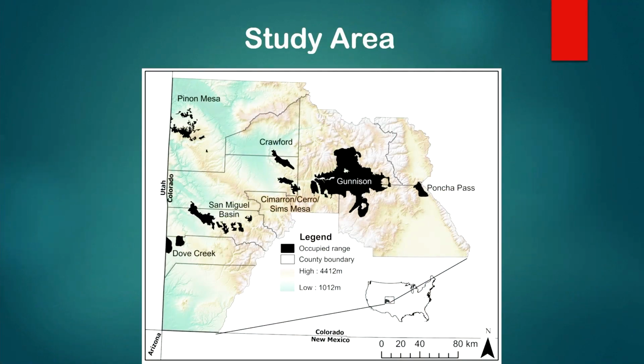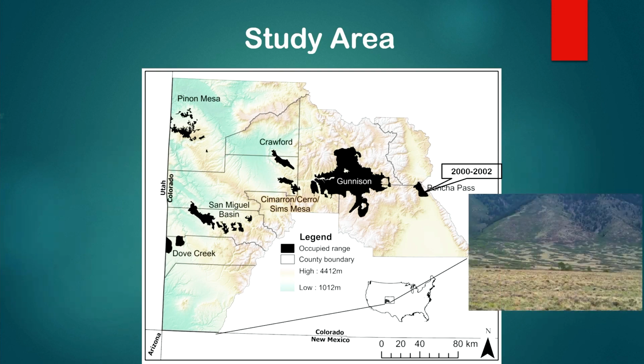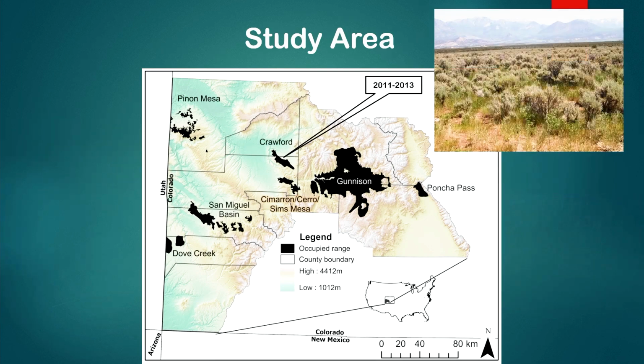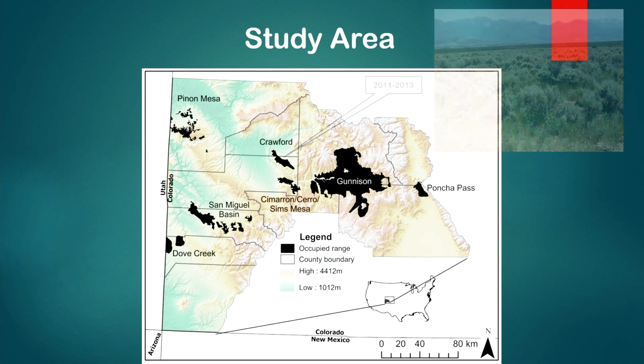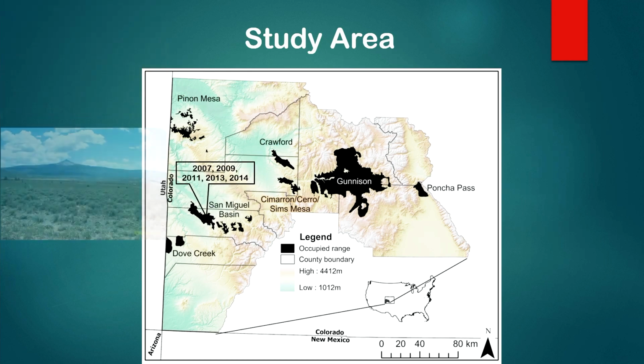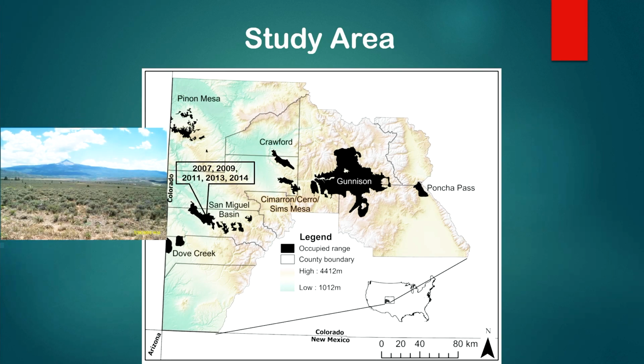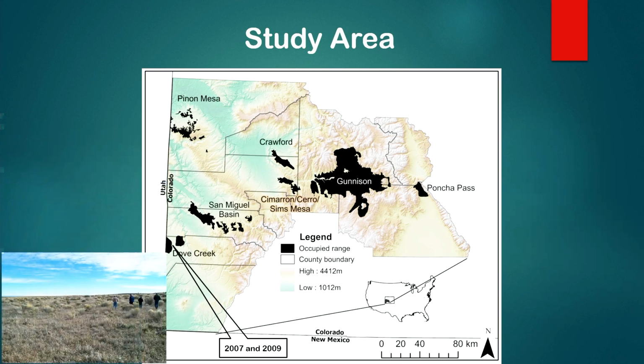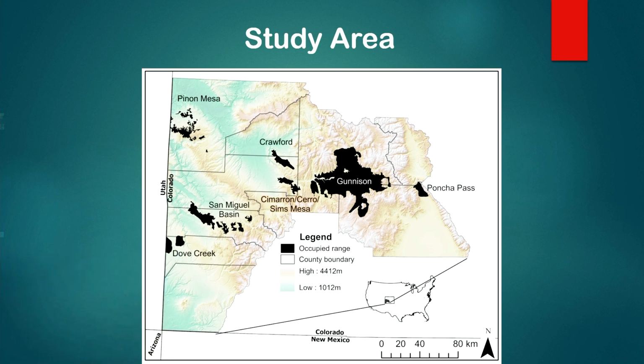Here's the study area. You all recognize that study area. Gunnison, of course, was our source population. 2000 to 2002, the birds went to Poncha Pass. Then 2011 to 2013, birds were translocated to Crawford. In 2010 to 2013, birds were translocated to Pinyon Mesa. And then 5 differing years, from 2007 to 2014, birds were translocated to San Miguel Basin. And then in 2007 and 2009, birds were translocated to Dove Creek.